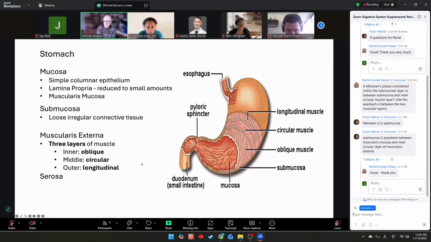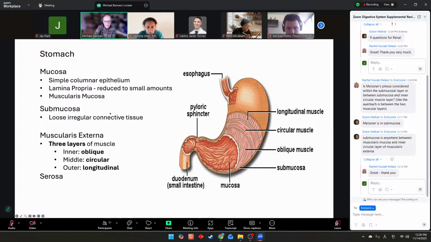available to be acted upon by the digestive enzymes that are produced by the mucosa, both in the stomach and distally in the small intestine and in the pancreas. Okay? The stomach, unlike most of the esophagus, is intraperitoneal, so it is covered by a serosa, right?